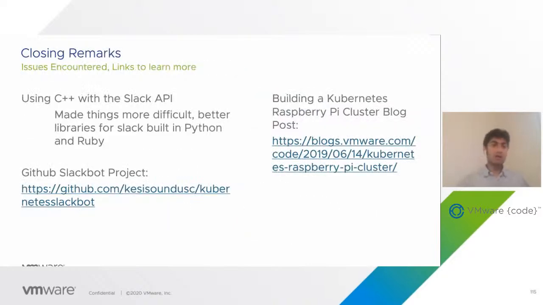And then some closing remarks here. Using C++ with the Slack API really wasn't the best call. I did it just because I was the most familiar with it. That's kind of what I've been taught in school for a second now. But it really made things more difficult in a lot of ways, just because nowadays a lot of developers are building really great libraries in Python and Ruby around the Slack API. And instead of having to manually call the Slack API with the JSON, like I was doing using the C++ library, I would have just been able to use these abstracted methods that people have created to do a lot of the functions that I wanted to do.